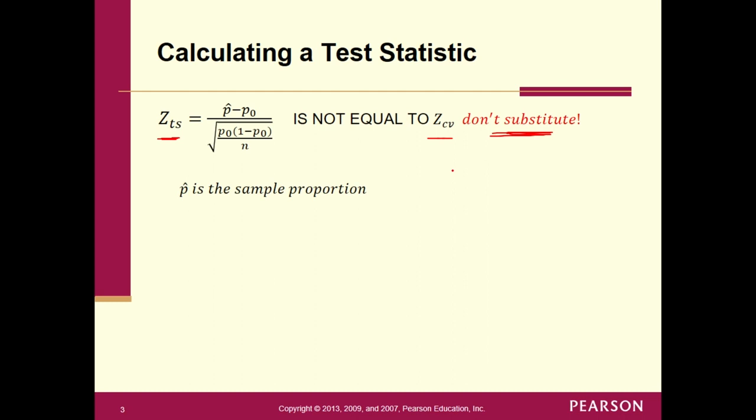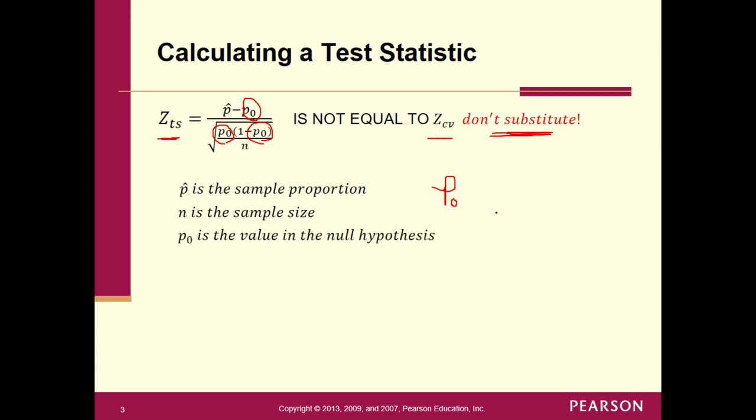P hat is the sample proportion. We know that. That's x over n. N is the sample size. So really the piece that we don't have is what exactly is p sub 0. It's just one value, p sub 0. PowerPoint didn't do a very good job in showing it that way, but that's what it's supposed to be. It's P with a little sub-zero there. P sub-zero is the value of the null hypothesis.